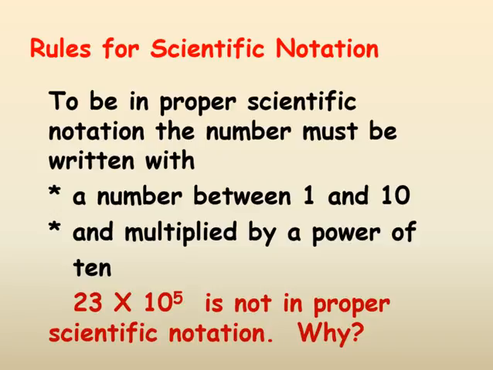23 is not between 1 and 10. We're being multiplied by a power of 10, times 10 to the 5th power. That's totally fine. But the 23 makes this not proper scientific notation because it's not between 1 and 10.